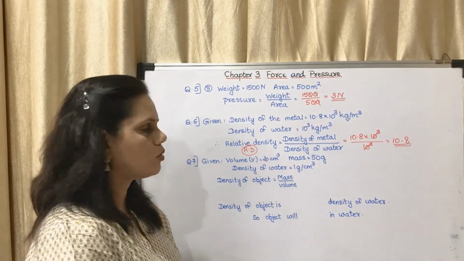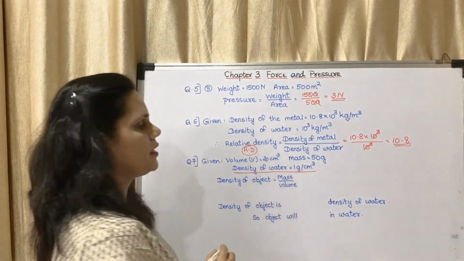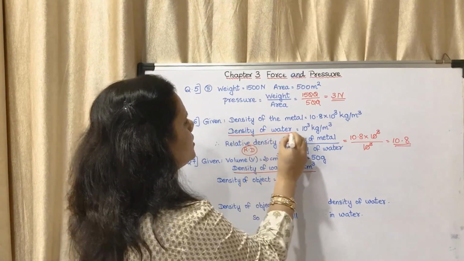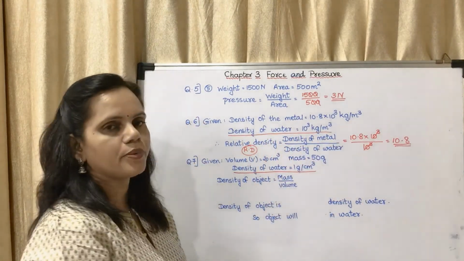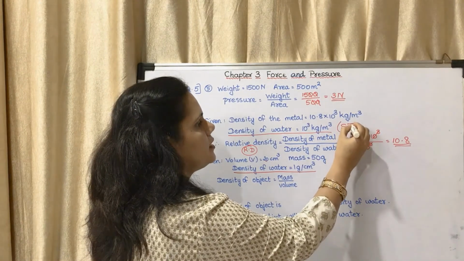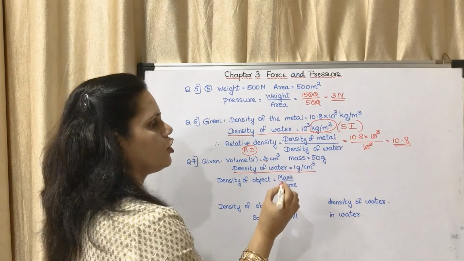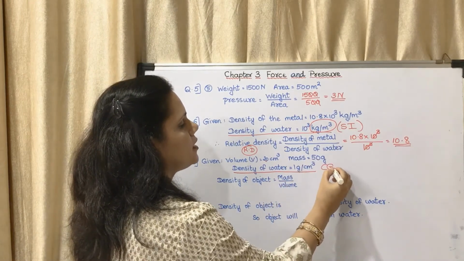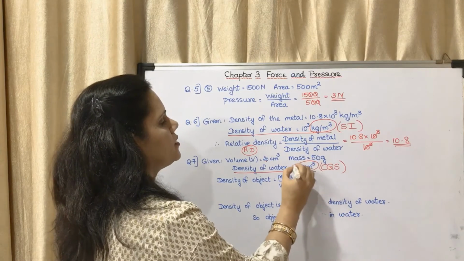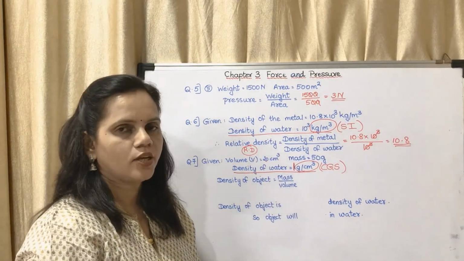Now here you may note the density of water. Density of water is 1 gram per centimeter cube and here the density of water is 10 raised to 3 kg per meter cube. Now here you may see that this is in SI unit, the kilogram per meter cube, and this is in CGS units. It is in gram per centimeter cube. Okay, this you have to note.